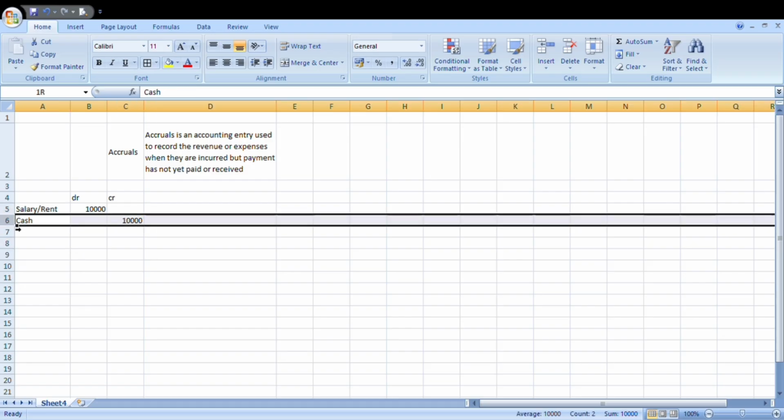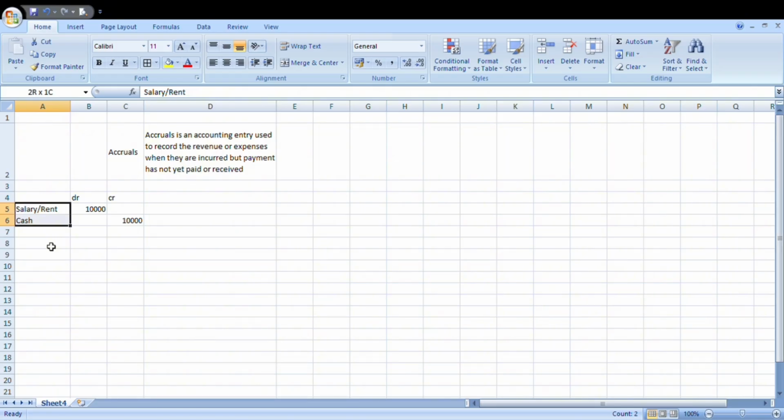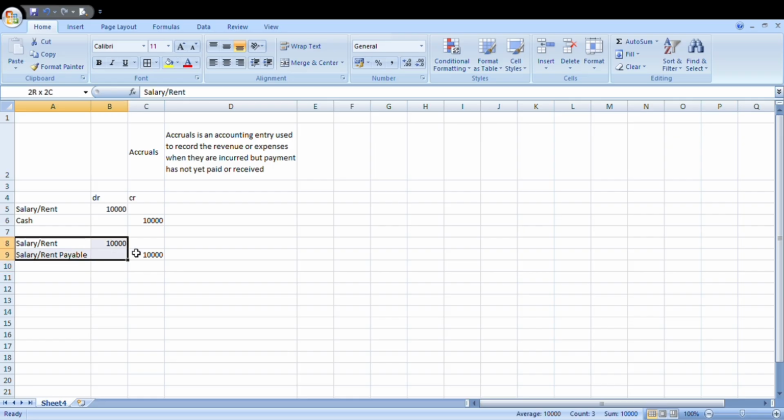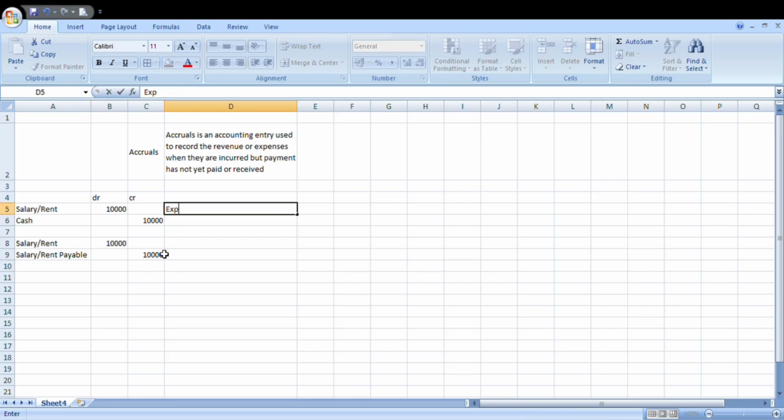If we did not pay cash, then what would be the entry? Same entry, but instead of cash, we use salary or rent payable account. So this is the accrual entry. In this one, salary means expenses, and cash means current assets.